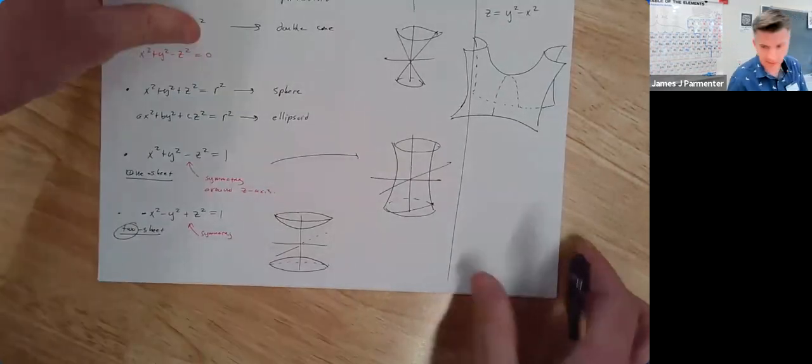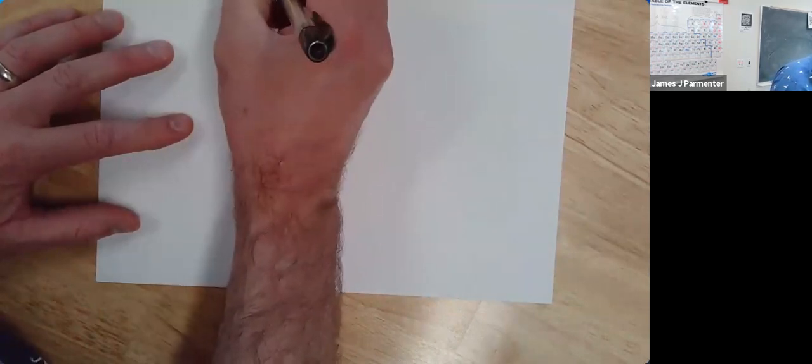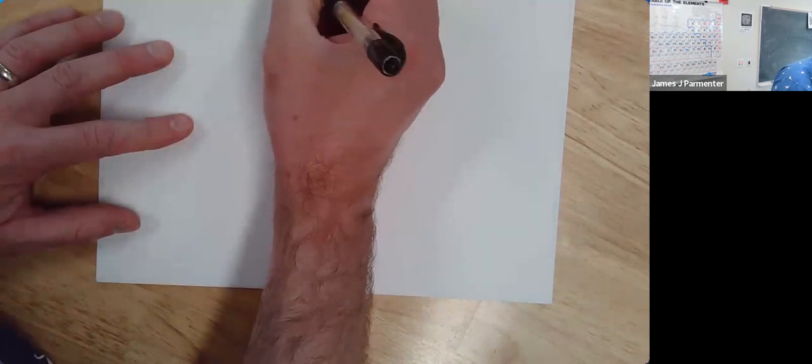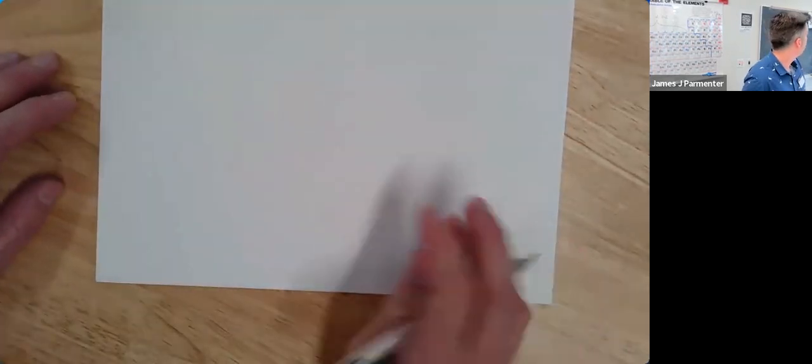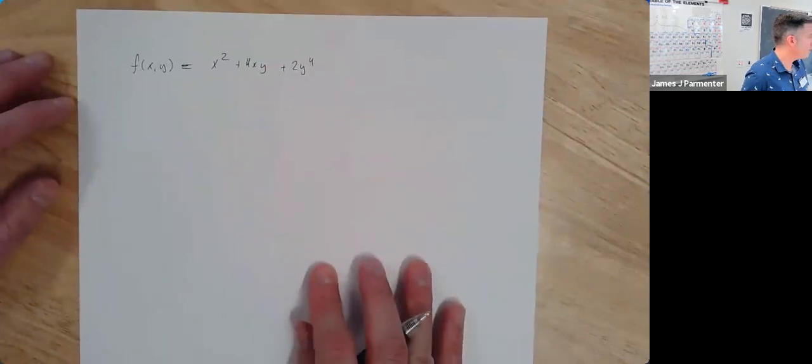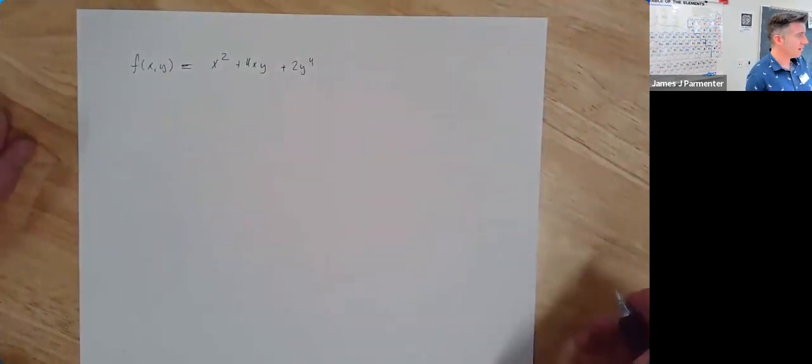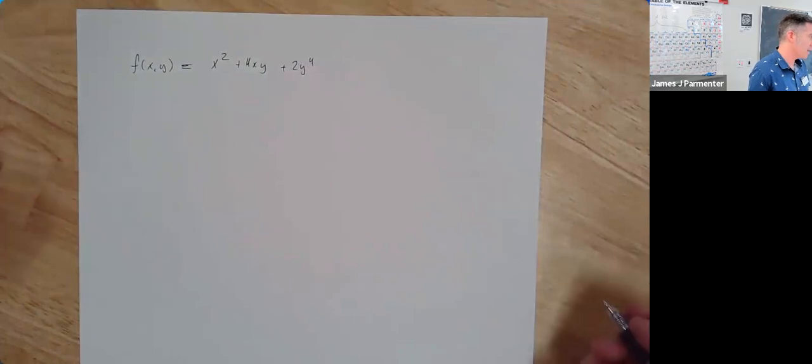Okay, let's do one last thing with our last 3 minutes here. Let's do one of these. Let's say, for this function of x and y equal to x squared plus 4xy plus 2y to the fourth, we want to find the critical points and then classify whether they're maxima, minima, or saddle points.